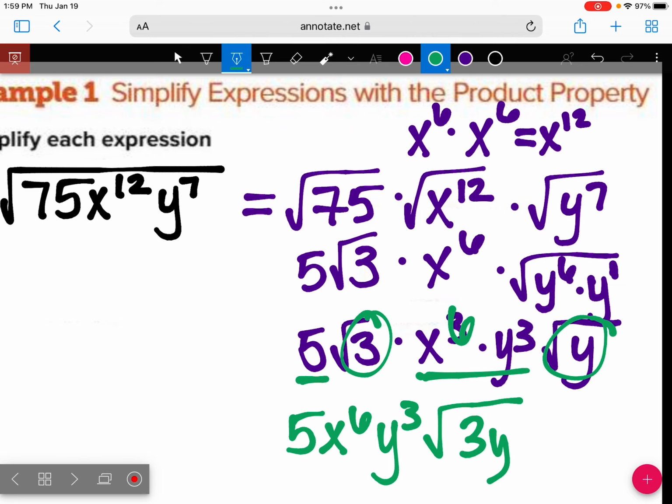Yes. We want it as an even power, so that's divisible, okay? Cool? So both the root and the y can combine because they're both under the radical. Exactly.